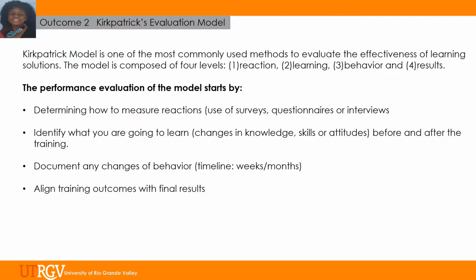In the behavior level, you'll document any changes that you see from the conception of the training to the end results of the training. And then your final results section, which is level 4, you'll look at and align the training outcomes with the requirements within the organization.